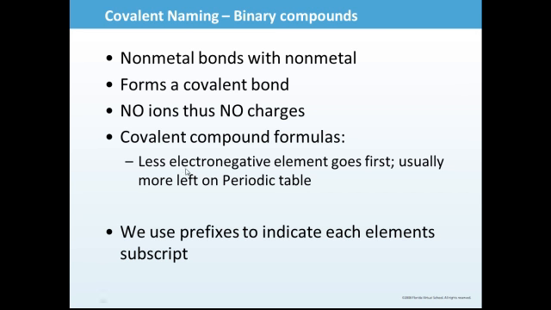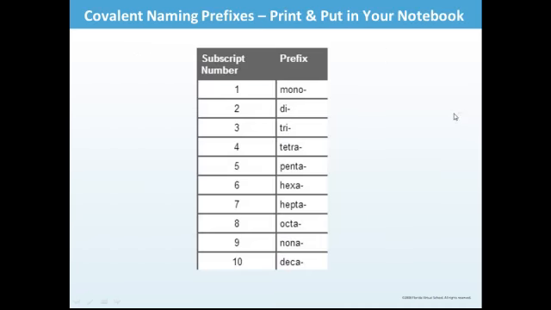We are going to write the less electronegative element first. Typically, it's going to be the element that's more left on the periodic table. Remember your electronegativity from lesson 3.03. Electronegativity, you can use the periodic table. Typically, if the element is more left on the periodic table, that's going to be written first. We use prefixes to indicate each element's subscript. So how many atoms of each element do you have? We're going to use prefixes.